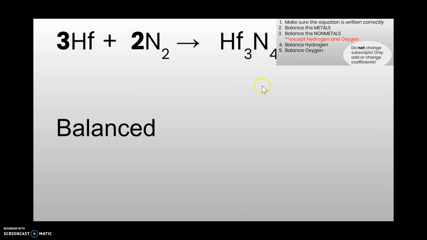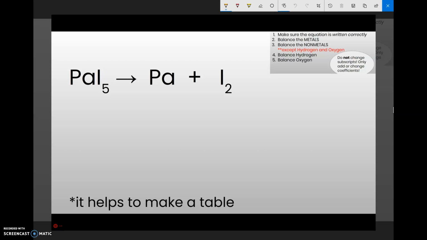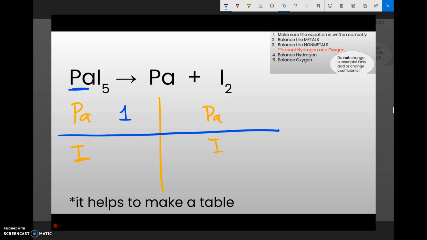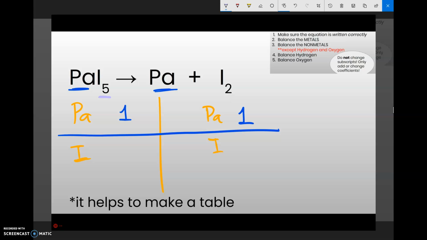Okay, let's do another problem. So here it is balanced. Okay, this next one, let's go ahead and make a table again. We've got PA and iodine. Okay, on the reactant side, we have 1 PA. Let's draw a little line there. On the product side, we have 1 PA. Okay, so that looks great. For the iodine, on the reactant side, we have 5. And on the product side, we have 2. Okay, these are not balanced.